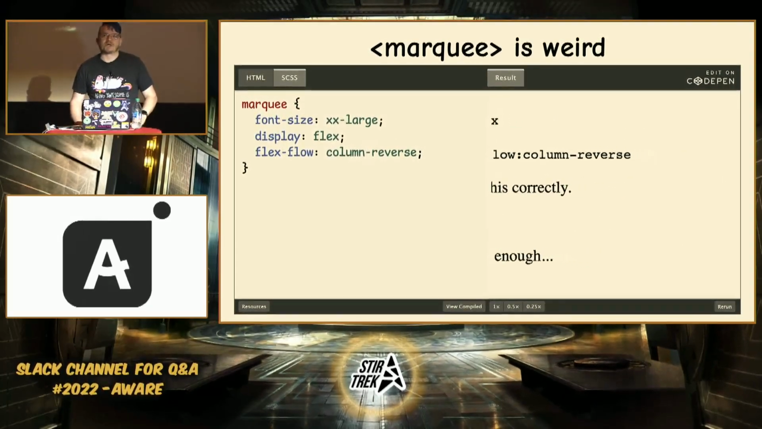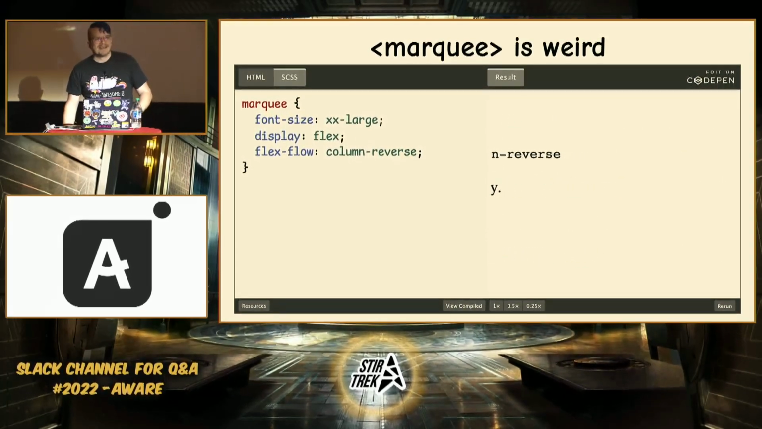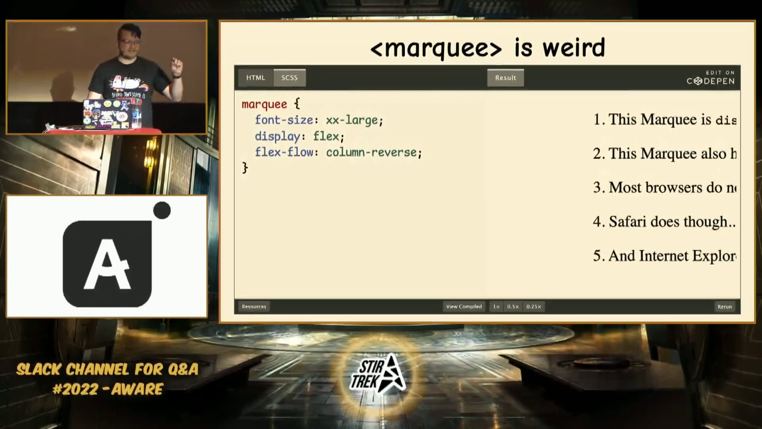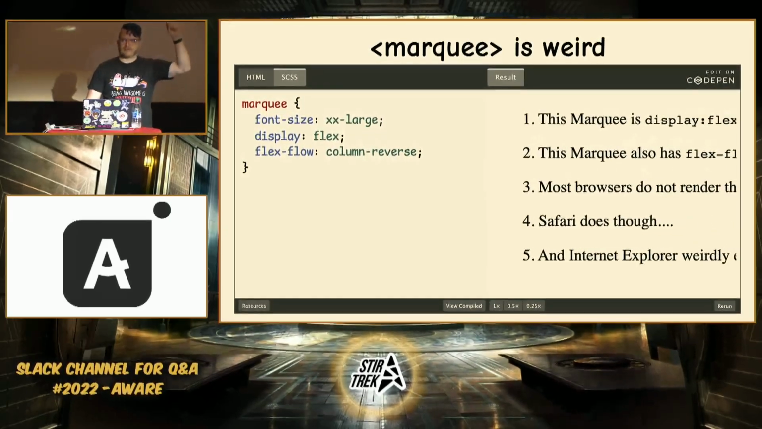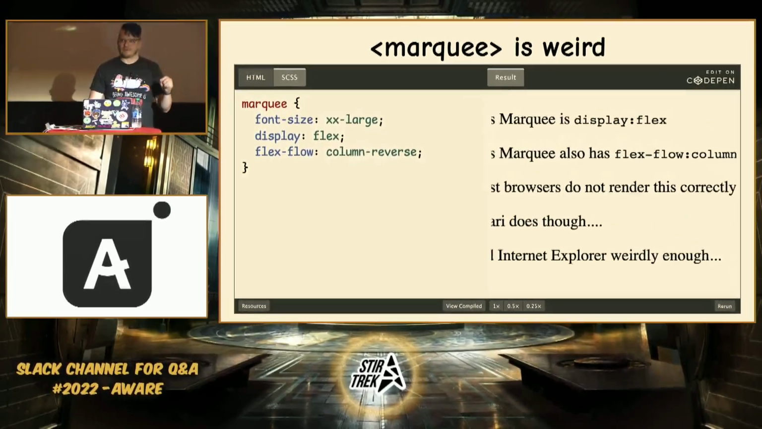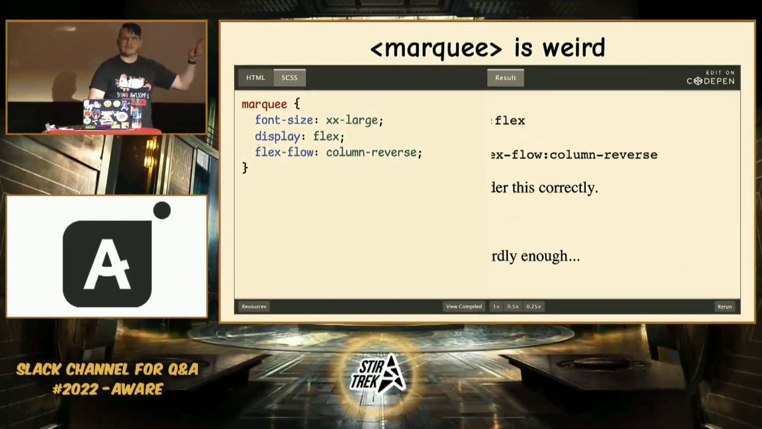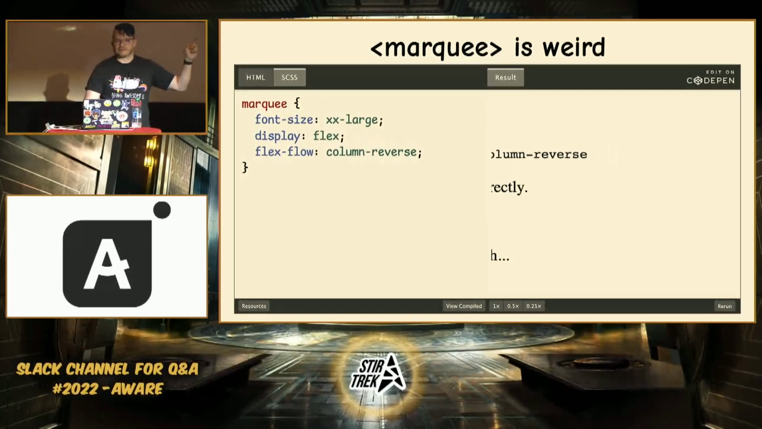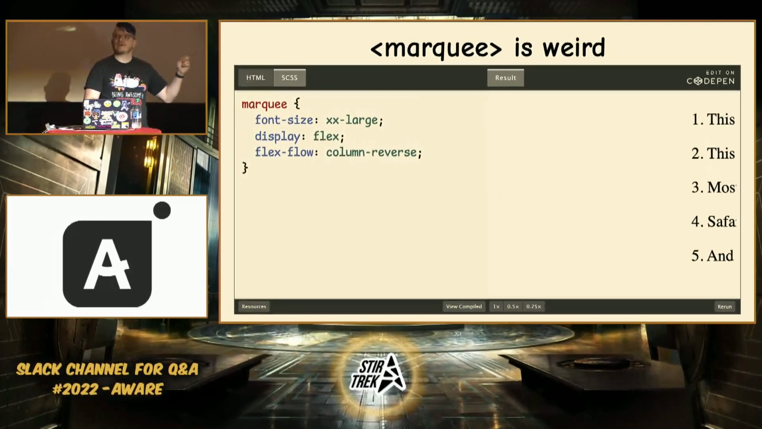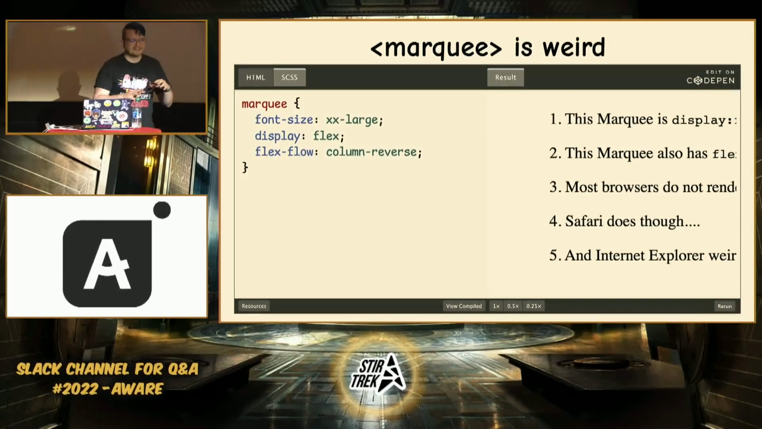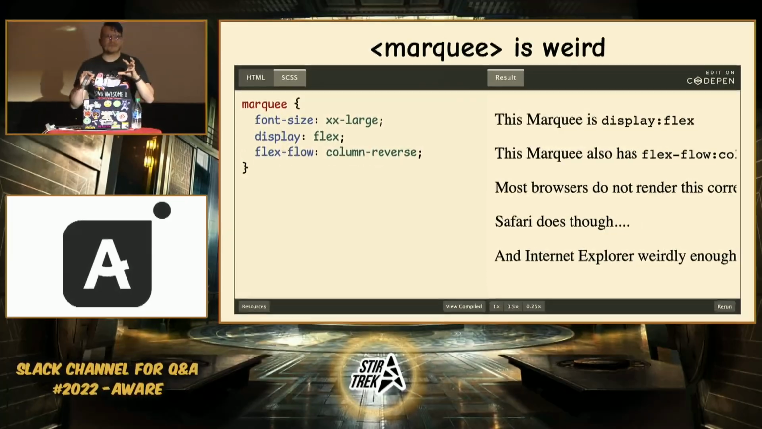It doesn't work correctly. It displays things in the order that they are in the DOM. Like all of these, it should be 5, 4, 3, 2, 1. You are seeing 1, 2, 3, 4, 5. Now, Safari does this correctly. Firefox does not. Chrome doesn't. Old Edge used to, until they updated their engine to being Chromium. So, right, like we can make this better.